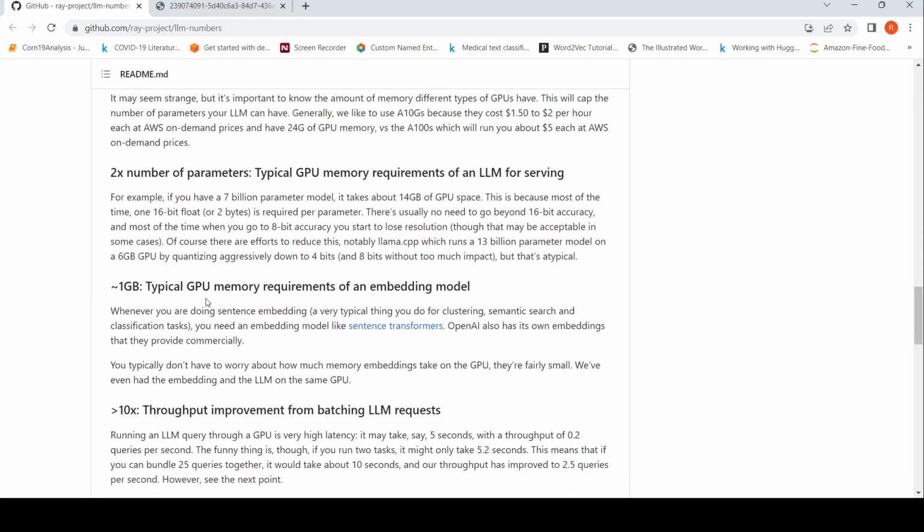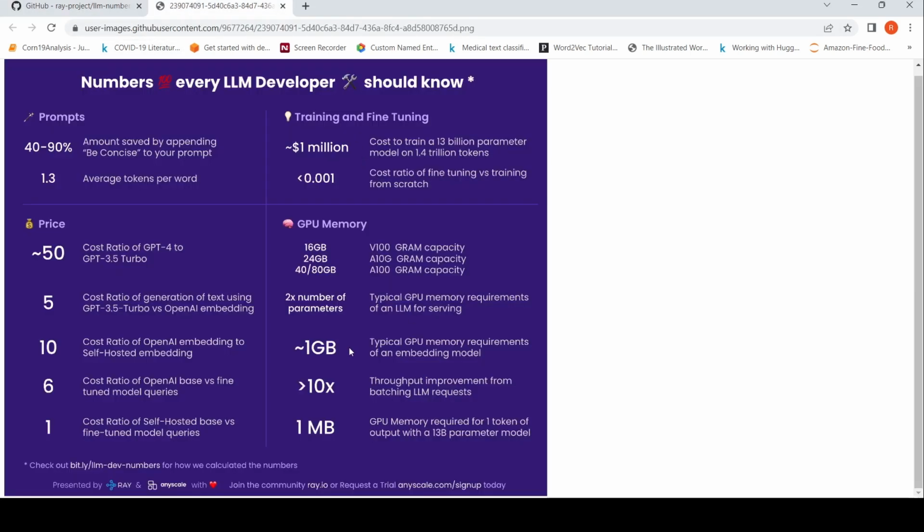Typical GPU memory requirements for an embedding model is less than 1 GB. That's what they are saying over here. Embedding models are much smaller, so typically it's close to 1 GB of GPU memory.